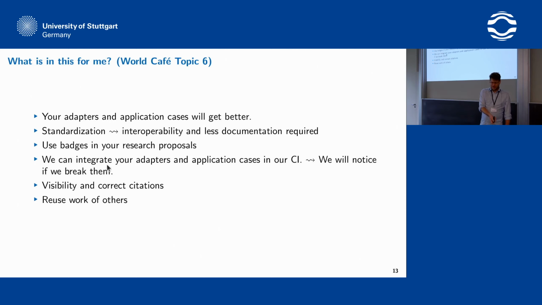And okay, if we go very far, this could also mean that we can include your adapters and your application cases into our CI, so in our testing framework. That would be very handy, because then we notice if we break something. Maybe we develop some new coupling method, and we know that there was this one code that used subcycling a lot and was relying on waveform relaxation. Okay, let's run these cases again to see that with a pull request we don't break that feature.